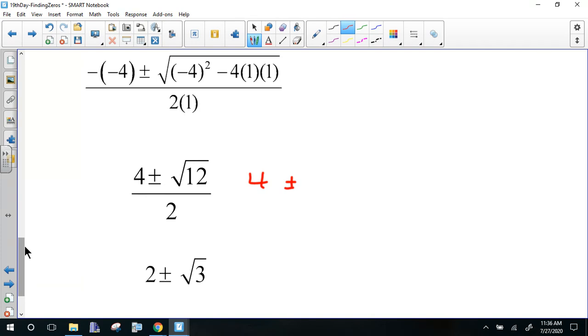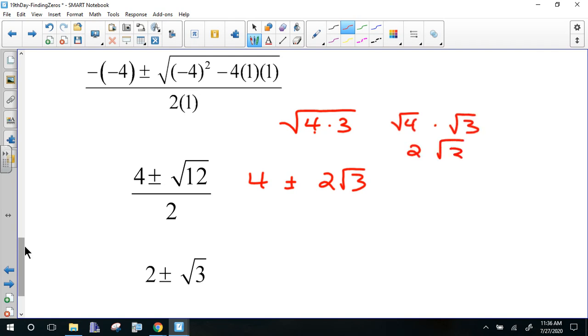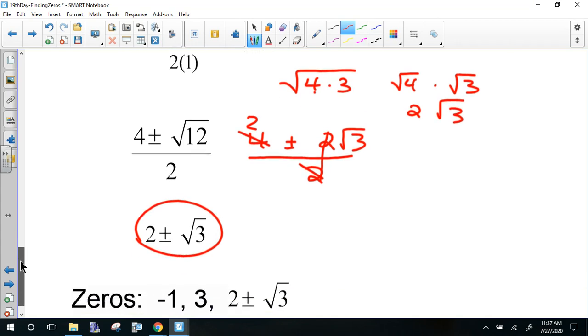12 in simplified radical form is 2 root 3, because 4 times 3 is 12. One of those is a perfect square. So that's square root of 4 times square root of 3. That's 2 times root 3. Divided by 2. These go away, making a 2. These go away, and I'm left with 2 plus or minus square root of 3.